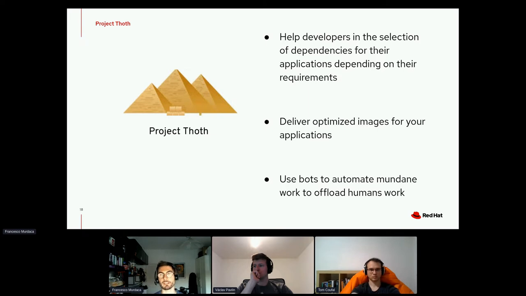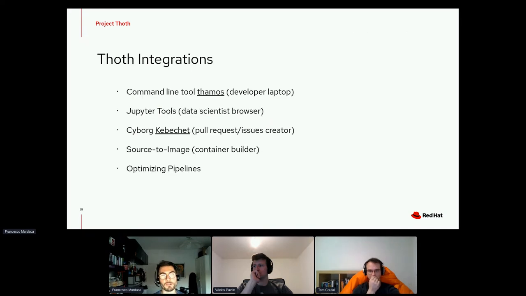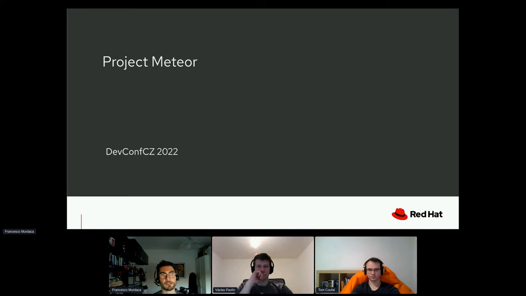The second important thing is the delivery of optimized images. There are pipelines that have been created that build the container images you can run, for example, in OpenShift or in AI pipelines, depending on what you want to do. The third is automation. We want to reduce to a minimum the time spent on things that can be completely automated and run by bots, so you can focus specifically on your problem. There are several integrations available, but what we will focus on today is the one provided in JupyterLab, which I will explain in a moment. Here you also have links if you're interested.